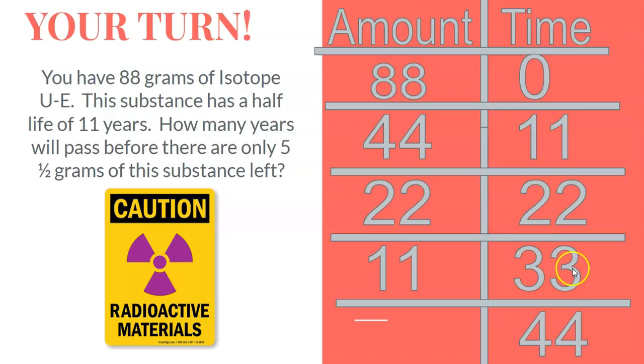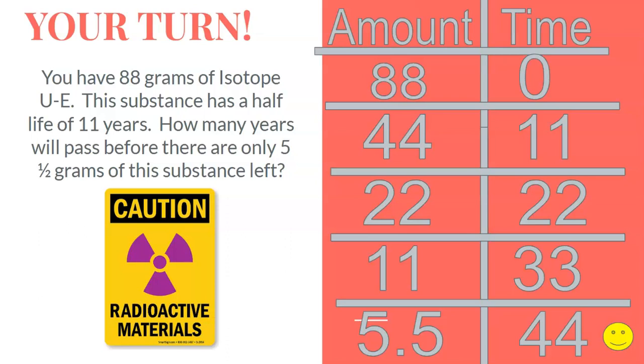Now we add another half-life. Every 11 years, remember that's where I'm getting this information from. Every 11 years there's a half-life. And then we cut 11 in half, and we get 5.5 grams. So to answer our question, how many years will pass before there are only 5.5 grams of the substance left? If you answered 44, you got it right.